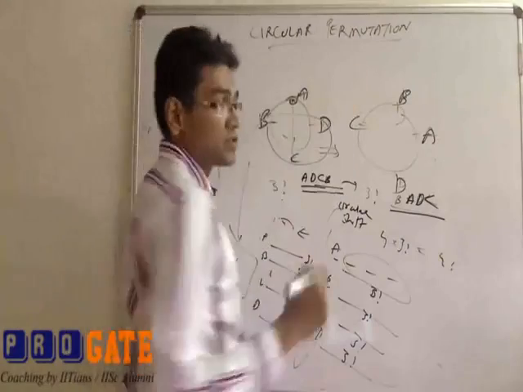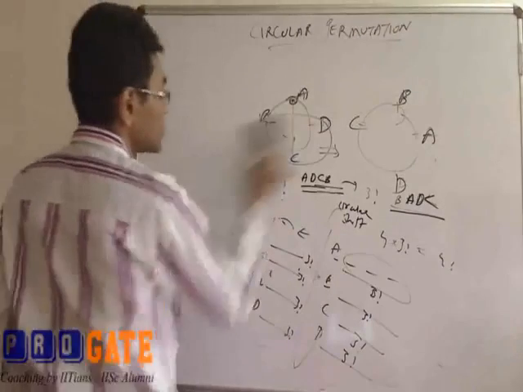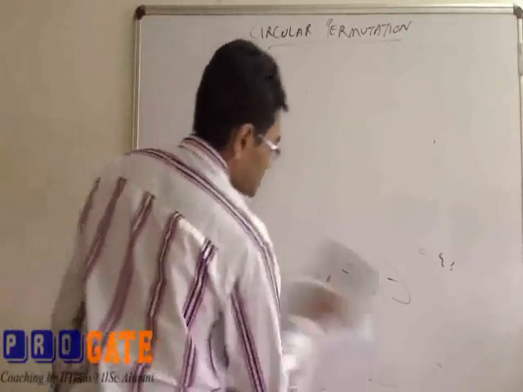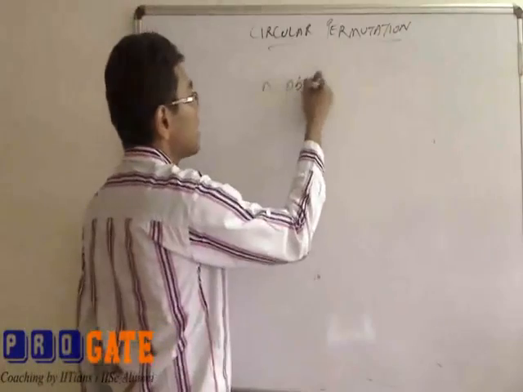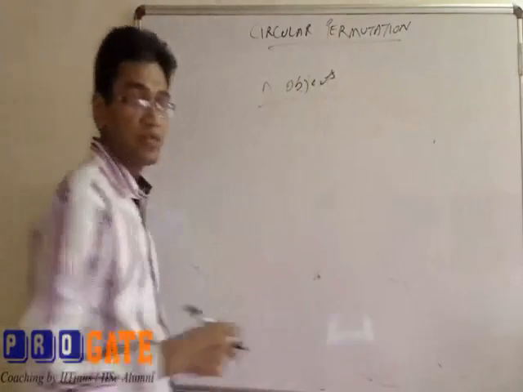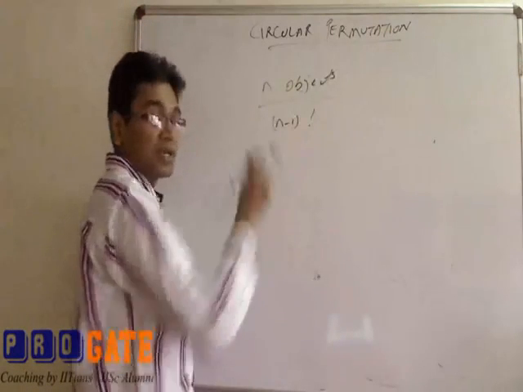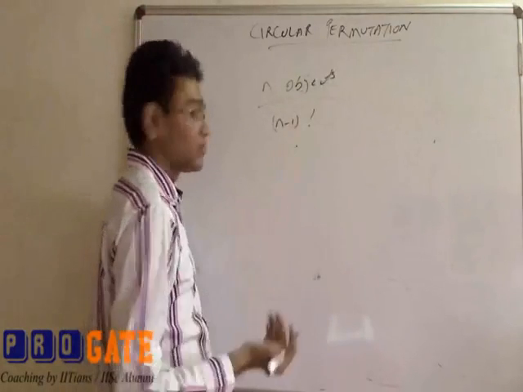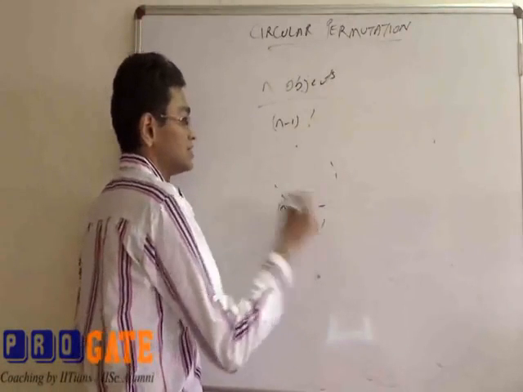So what we do in case of circular permutation is that suppose you want to arrange n objects on a circular thing, then the number of ways in which this can be done is n minus 1 factorial. And how we think of this is that out of the n points we pick any point and fix it. Let's say we fix it at some point, and then the remaining n minus 1 points can be arranged in n minus 1 factorial ways.